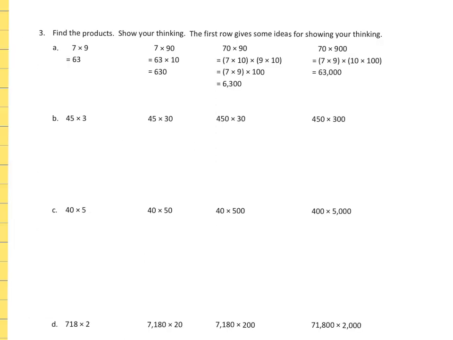So number 3, they want us to find the products for each problem, and they want us to show our thinking. The first row gives us some ideas on how to show our thinking. So we're looking at this row right here. This is an example that we're going to look off of. So let's go ahead and do 3B.